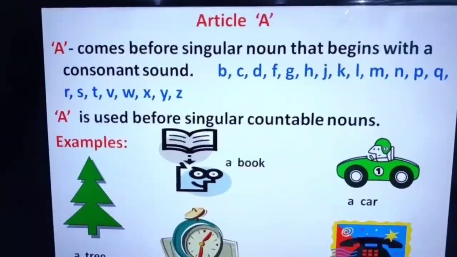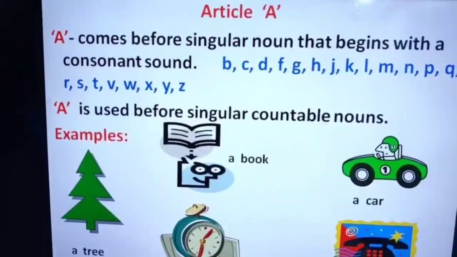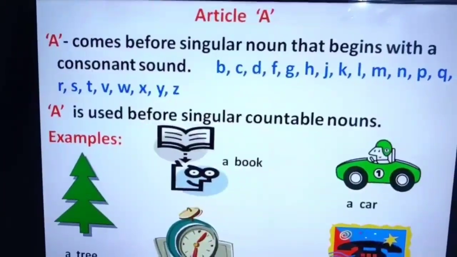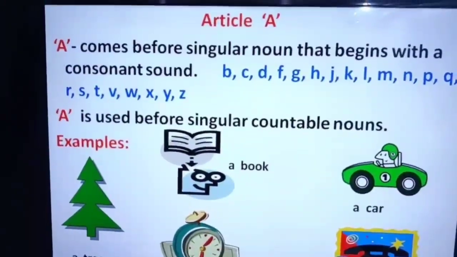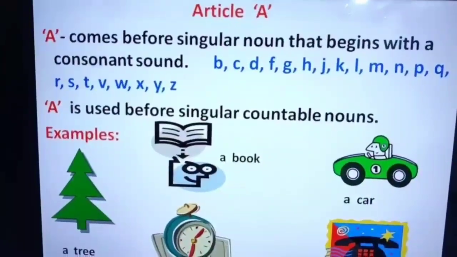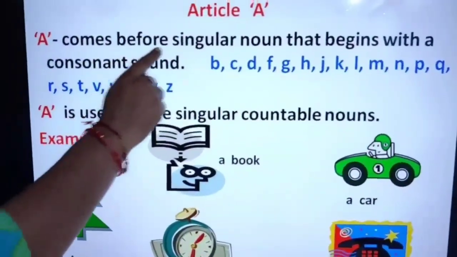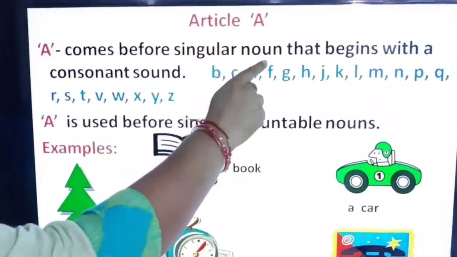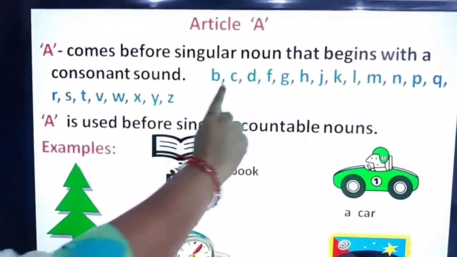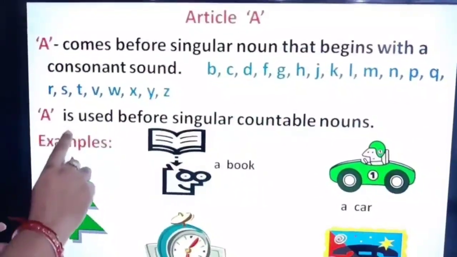First of all, we'll learn about article a. Before I start, I must tell you that in the English alphabet we have 26 letters from A to Z, and out of that, 21 are consonant sounds and 5 are vowel sounds. On the basis of these consonants and vowels, we put the articles before the words. A is an article which comes before any singular noun that begins with a consonant sound. It should be countable also.